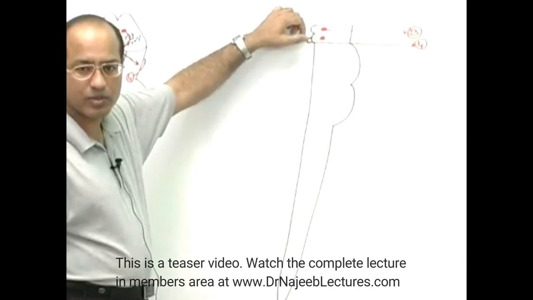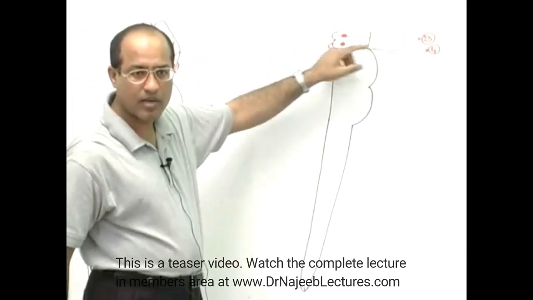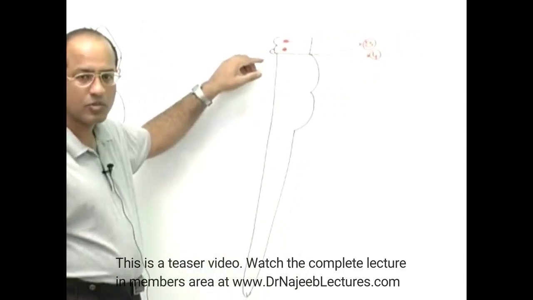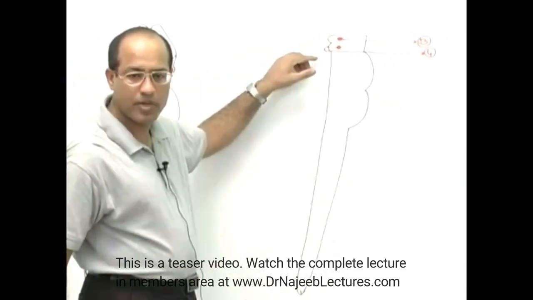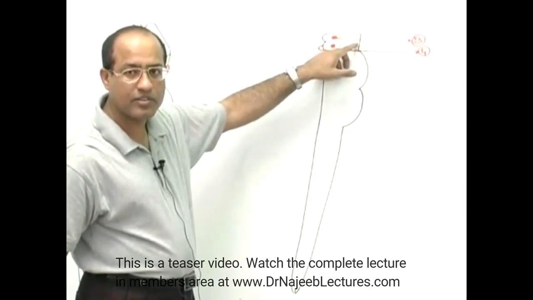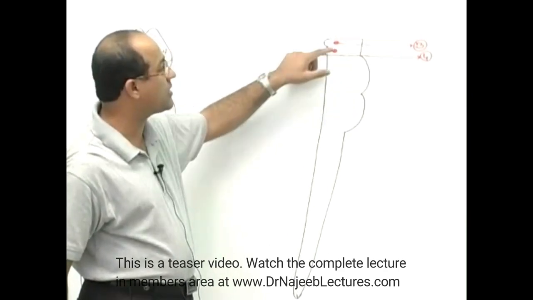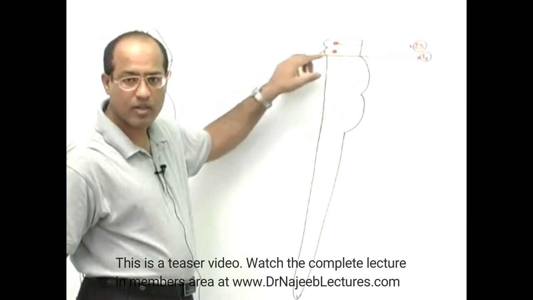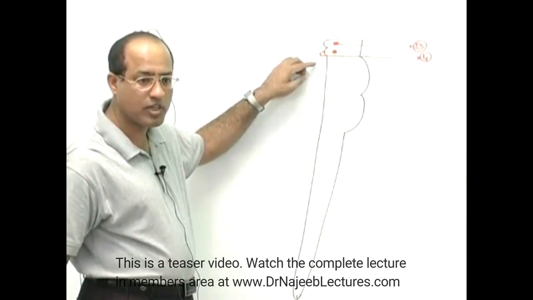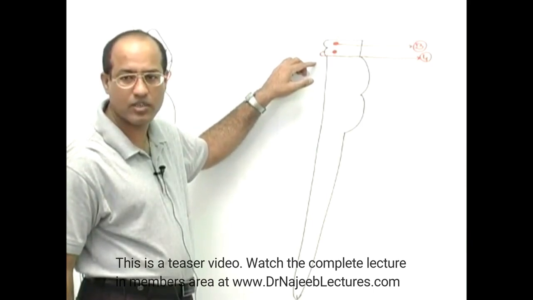Third nerve and the fourth nerve, they are attached with the midbrain. The third nerve exits from the anterior aspect of the midbrain within the interpeduncular fossa, right? And the fourth nerve exits from the posterior aspect of the midbrain at the level of the inferior colliculus. Is there any question here?